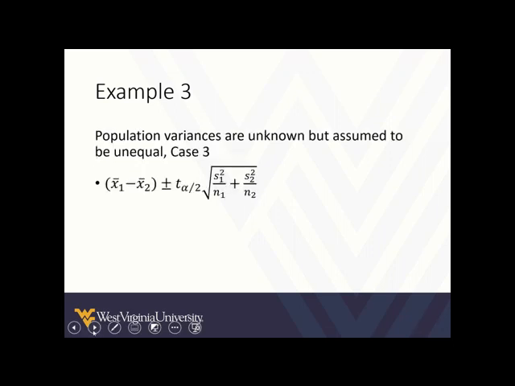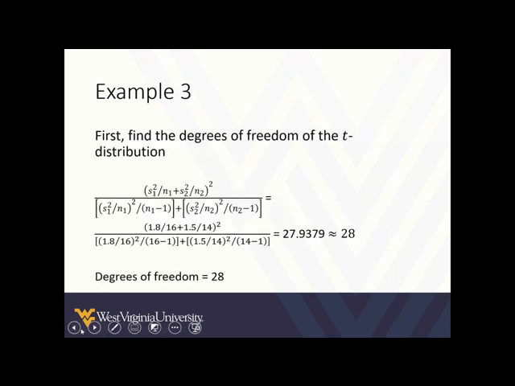And so because this is the third case, our formula is going to be our point estimate plus or minus t alpha over 2 multiplied by the square root of our sample variance from sample 1 over n1 plus our sample variance of sample 2 over n2. And the truly difficult part of this is calculating the degrees of freedom. And so by plugging into the long complicated formula, we get 27.9373, which will round to have a degrees of freedom of 28.